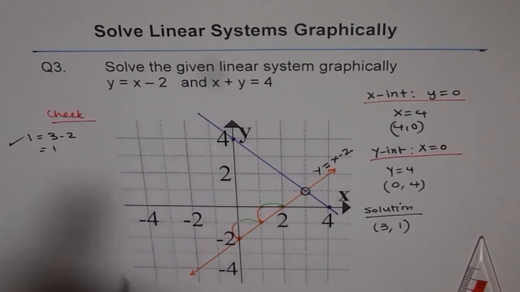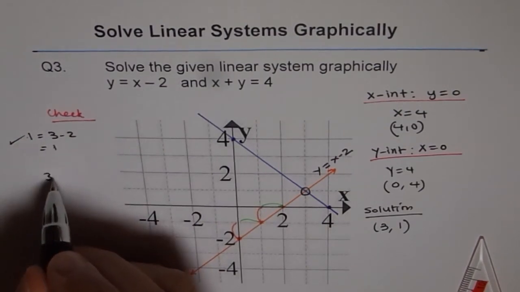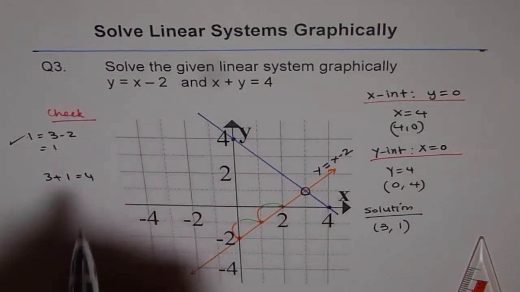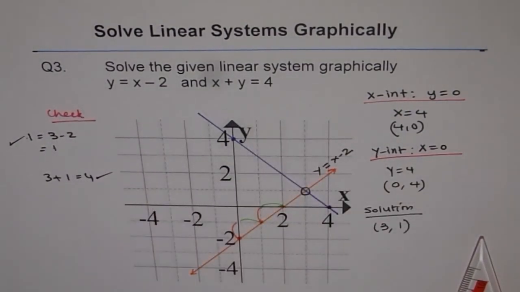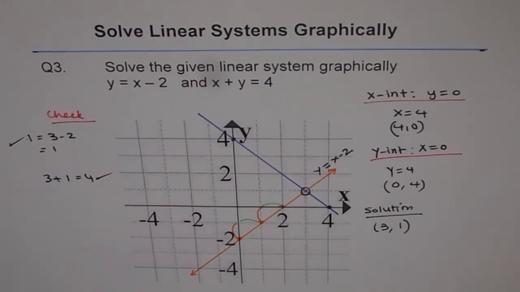Therefore, this point lies on the first line. How about the second line? Let's put 3 for x and 1 for y. We get 3 plus 1, that gives us 4, which is the right side. So that also matches. So it is a perfect solution to our equations, the linear system, which we found graphically. I hope you appreciate and learn this method.